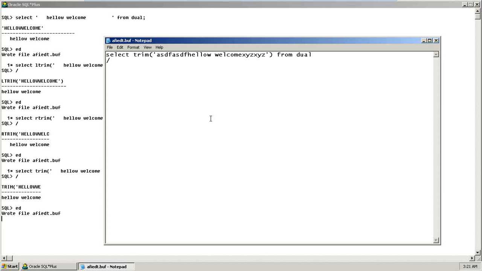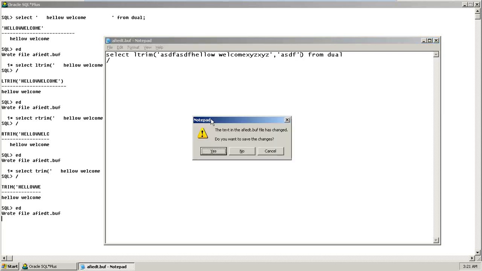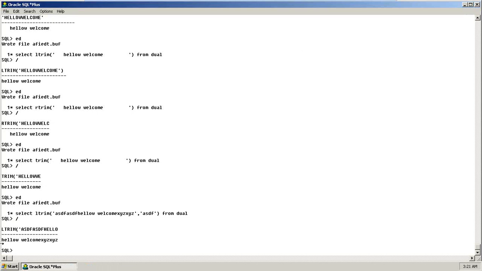Okay. So now the function ltrim I am using, this is my string. From the left side, I want to eliminate ASDF. See, it eliminates ASDF, it begins from hello welcome. So ASDF twice are there, but still it is able to eliminate and it starts from hello. So ltrim is used to eliminate the specified unwanted characters from the left side.